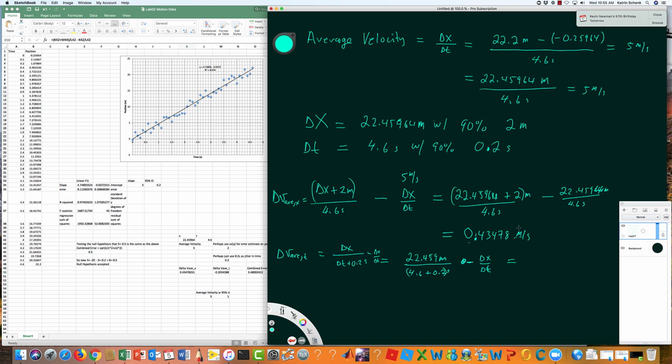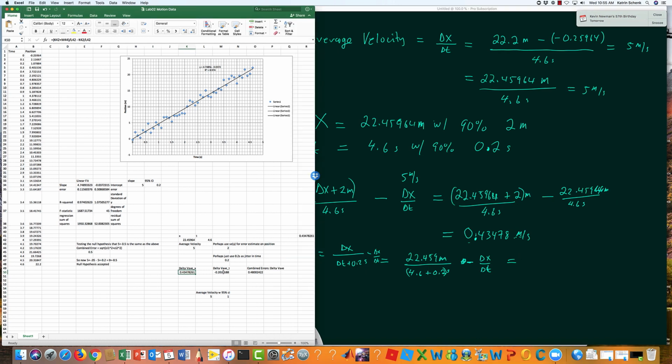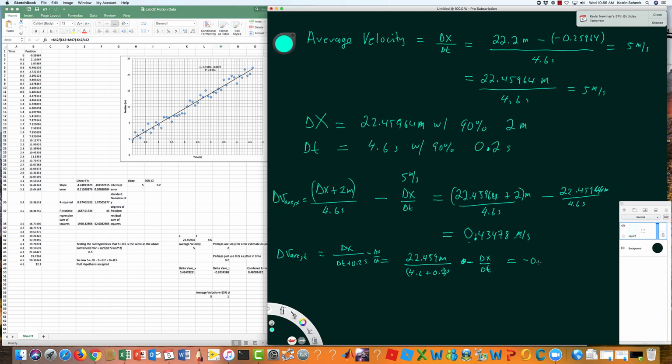And if we go over here, you can see my Excel calculation. We have K42 again, which is this, over L42, which is this, plus M47, which is this, minus K42, which is just the delta x, over L42, which is just the delta t, and we get this value minus 0.2034 meters per second, and that is our delta V average if you change t.